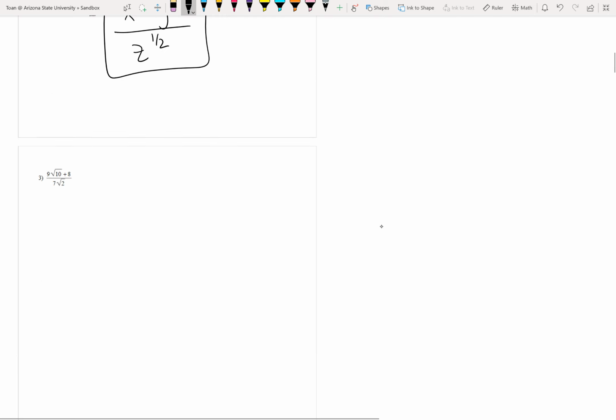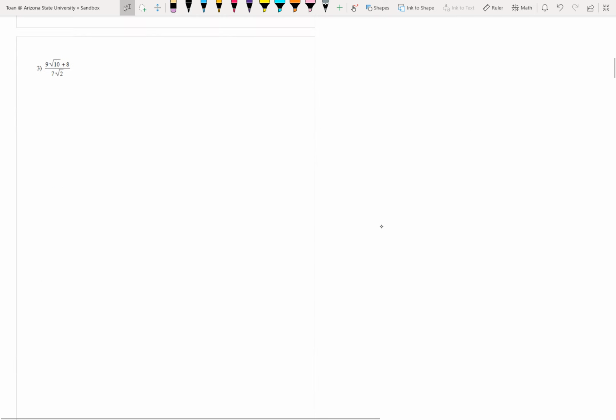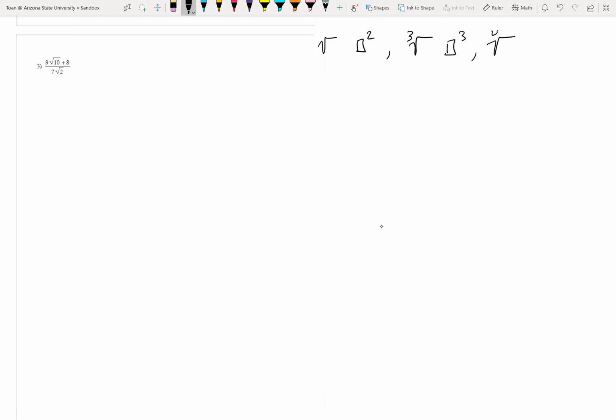I do ask you to rationalize for problems 3, 4, and 5, however. And the idea of rationalization is to get rid, in this instance, of the radical. Now, which radical do we get rid of? The instructions explicitly say rationalize the denominator. Now, the only concept that we need to know is opposites. We have to know that the opposite of a square root is something squared. The opposite of a cube root is something cubed. The opposite of a fourth root is something to the 4th power, and so on and so forth.